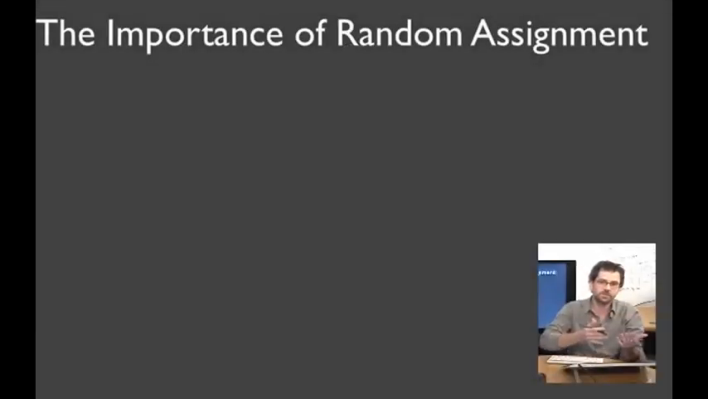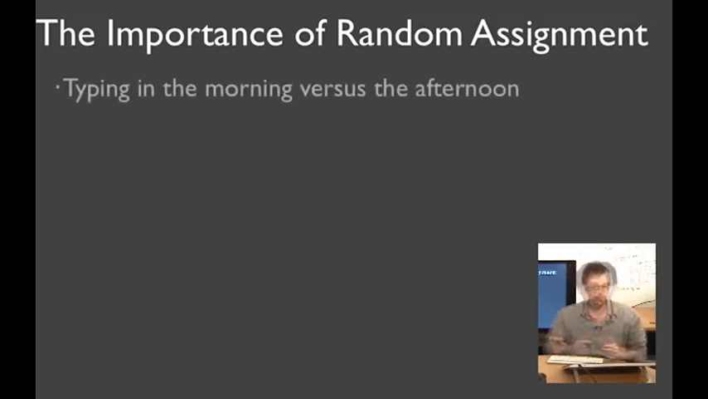Whether you choose a between subjects approach or a within subjects approach, the most important thing to do is to make sure that the odds that any particular participant ends up in a particular condition or particular condition ordering is completely random, is even. We can illustrate this with an example. Say you wanted to find out whether people were faster typing in the morning or typing in the afternoon, and you allow people to come in whenever they want.